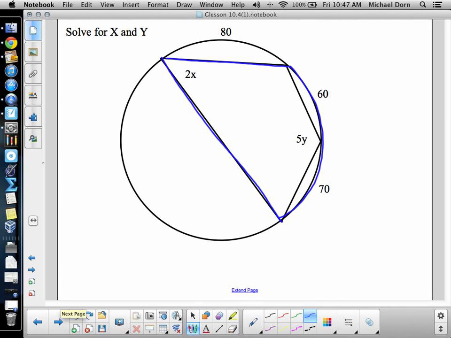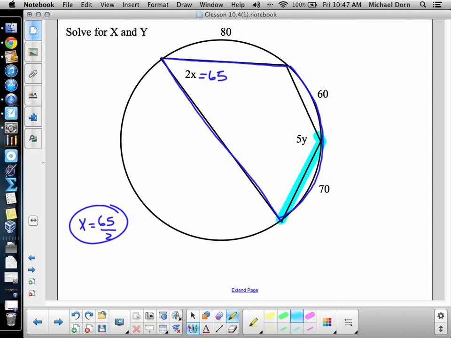Half of 130, which would be 65. So x is 65 halves, isn't it? Okay. So what we did was actually find the measure of the angle and then solve for x. How about for 5y? 5y, if I look at that angle, that gives me this arc.